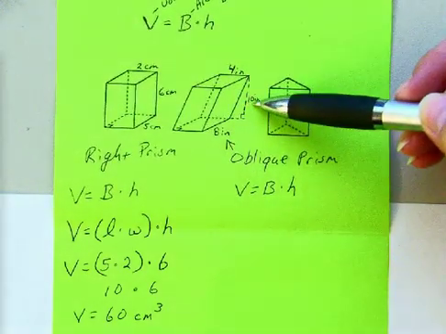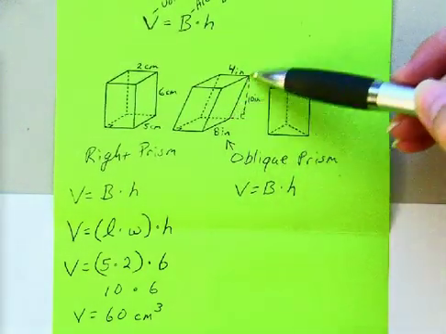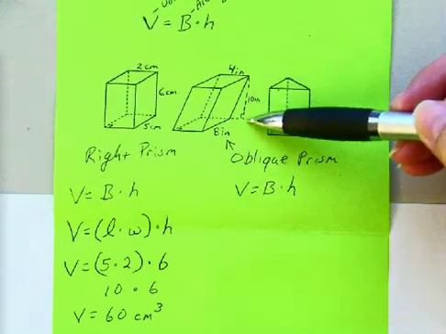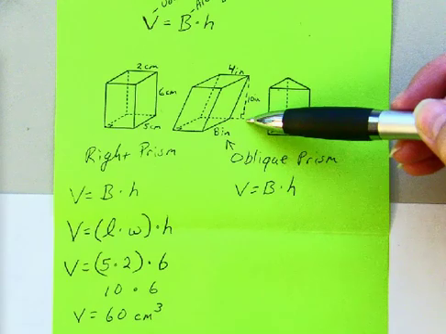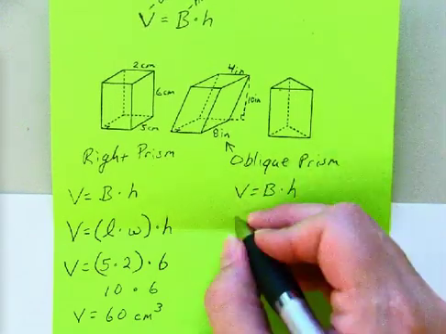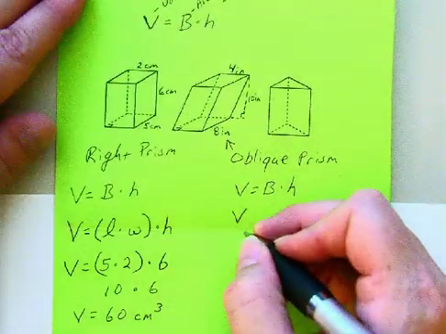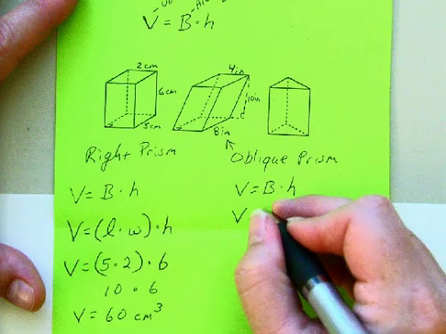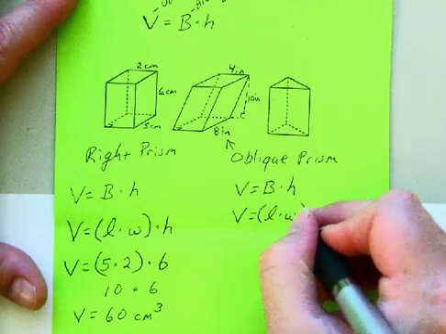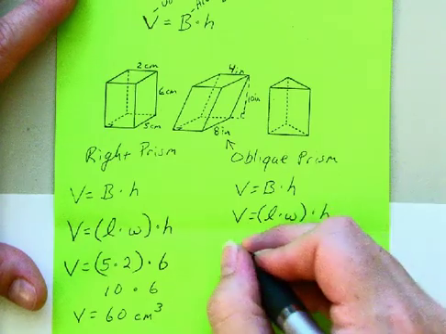The height over here, it's no longer the length of that edge because that edge is slanted. Now we have to find the height that's perpendicular to our base. Remember, height is always perpendicular to our base. Okay, so volume equals capital B times H. So volume, our base is still a rectangle, so we're going to go length times width times our height.